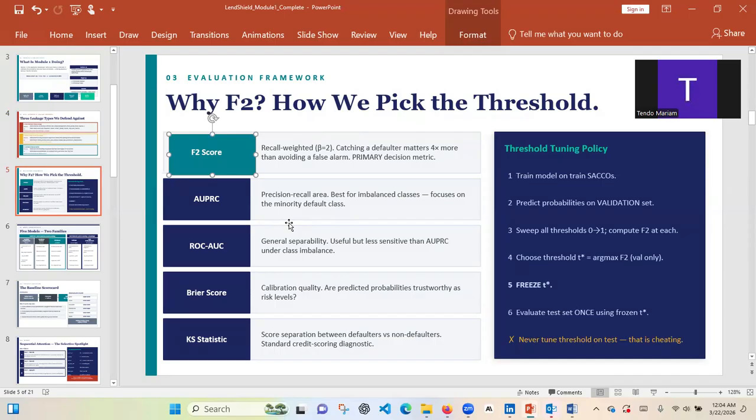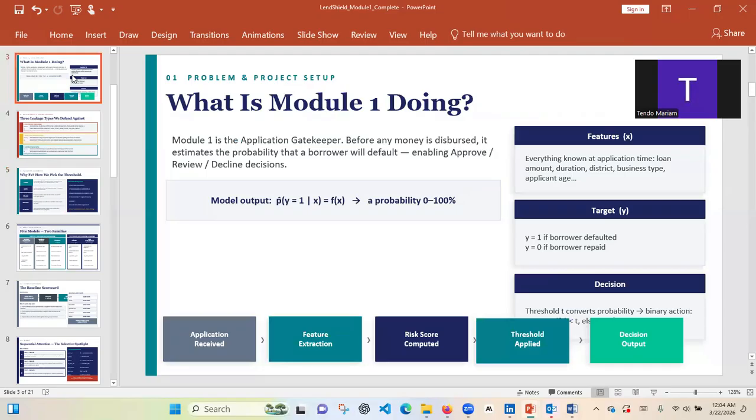Not to take you through a lot of details, we'll look at the threshold tuning policy. Here in the tuning policy, the model is trained. The first step, we train the model on train circles. Number 2, we predict the probabilities on the validation set. Remember the probability that we looked at in module 1? We carry out the probabilities here.